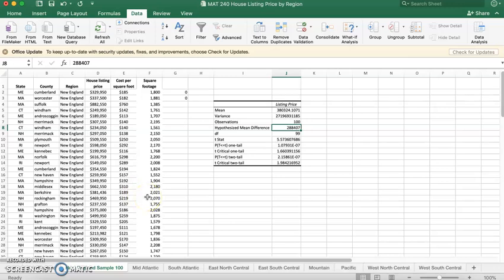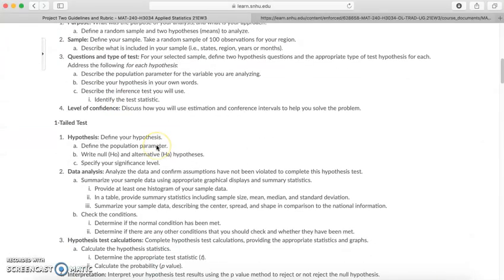And New England includes New York and even where we are in Rhode Island, the price per square foot here is extremely high. So that's the first part with the one-tailed test. Now, going through here, you're going to have to answer some questions.